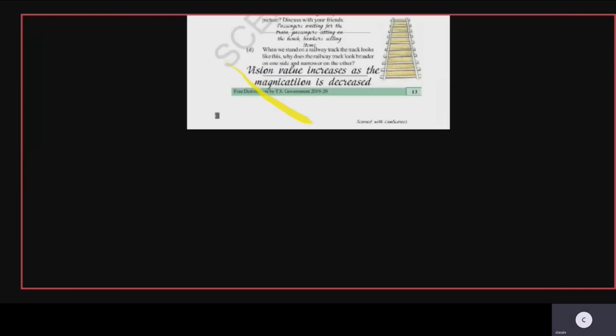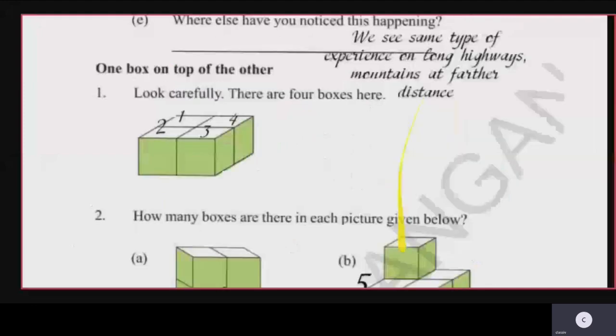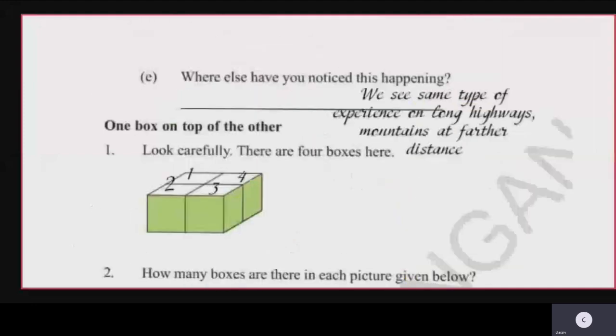Okay, children. Now the next page, number 14. The next question: where else have you noticed this happening? We see the same type of experience on a long highway. Yes or no? This type of image can be seen on long highways. Mountains at farther distances, yes.